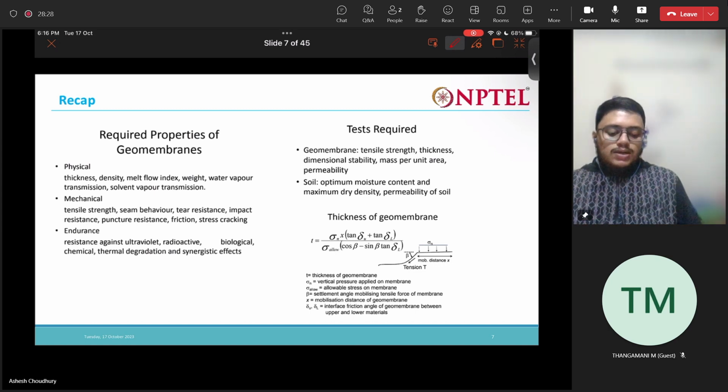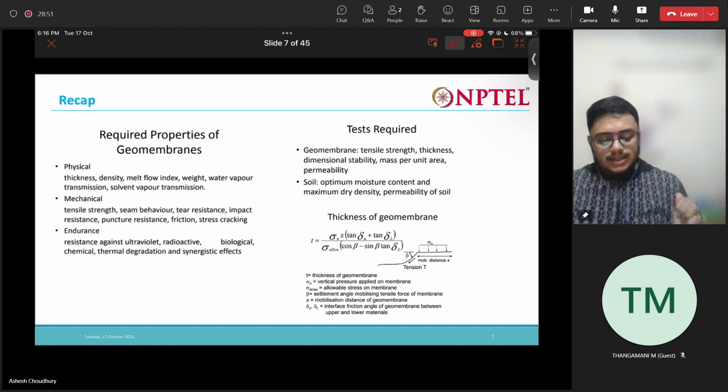Okay. So what are the tests required? For geomembrane: tensile strength test, thickness, dimensional stability, mass per unit area, permeability, all these things are required. And for soil, what are the tests required? OMC, optimum moisture content, maximum dry density, and permeability of the soil. These are the important tests that we have to do for the soil and for the geomembrane. And this thickness of geomembrane, we'll see how to get it. It's given here. We'll see that later.